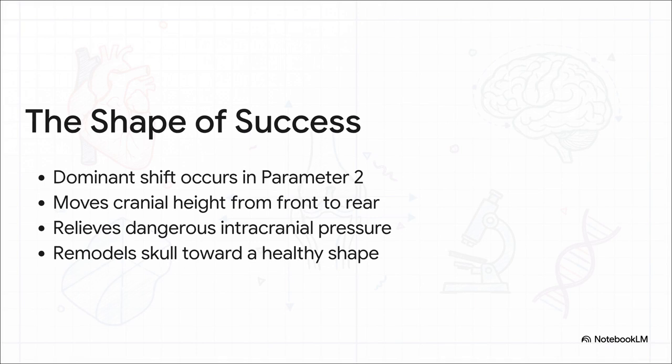The model showed that the most dominant shift for these infants happened in what researchers labeled parameter 2. In physical terms, that means the surgery successfully pushed the skull's volume backwards. It moved the cranial height from the front of the profile back to the rear, exactly where it belongs. This is the physical shift that relieves that dangerous intracranial pressure and safely remodels the infant's skull.